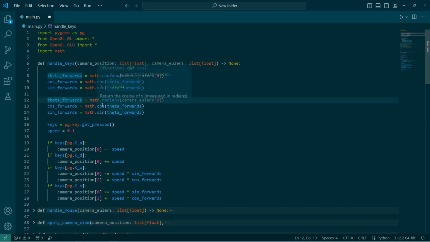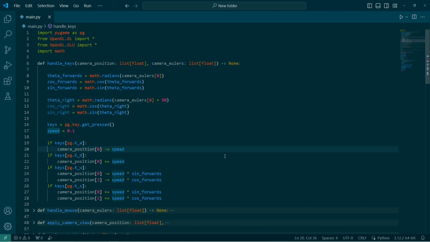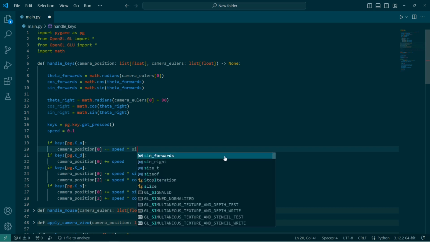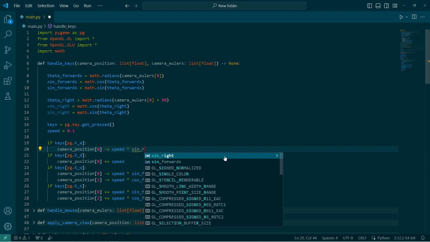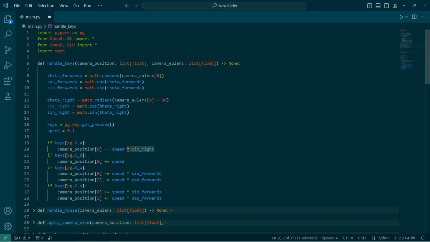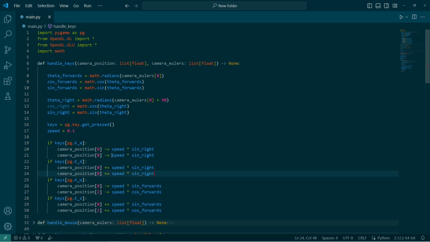So again, we'll have theta right. And the way we will do this is just add 90 degrees to our forwards direction. Great. And now we can go in and do the same. So we'll take the sine of our right angle. Okay, so in all these cases, it's the same.